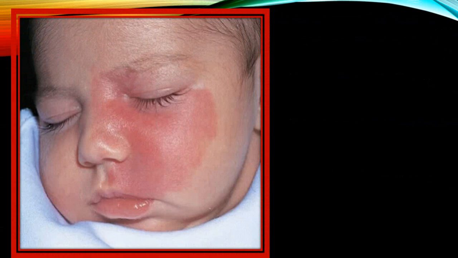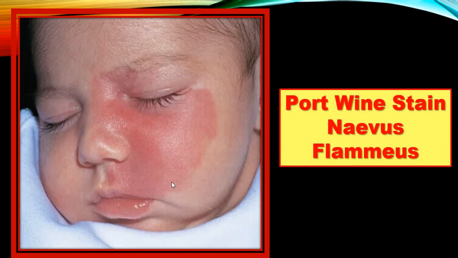But if you see here, this is a well demarcated red colored area involving this part of the face, which corresponds to the zygomatic tributaries of the trigeminal nerve. So it is going with the lines of dermatomes. This is called a port wine stain or nevus flammeus. This is due to capillary distortion.